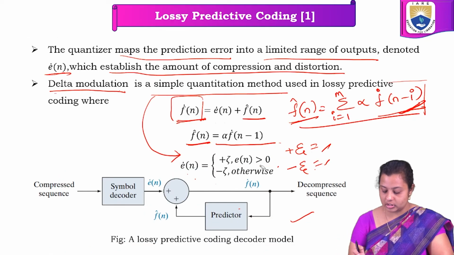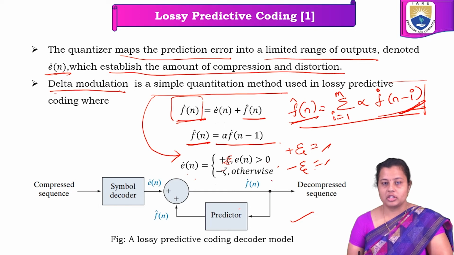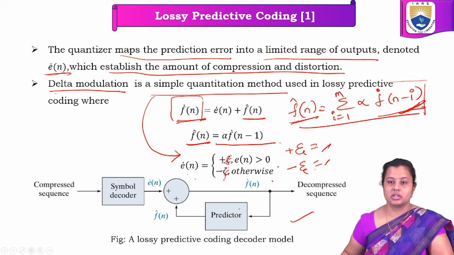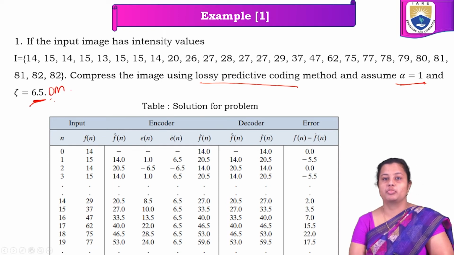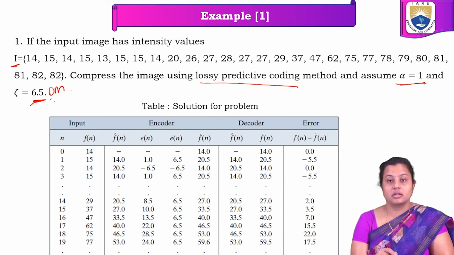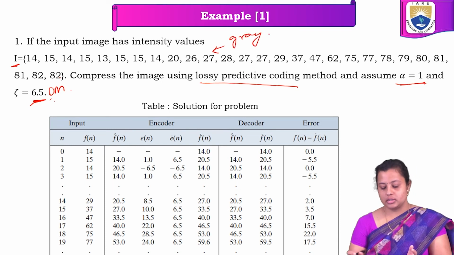So whatever we have seen here: if e of n is greater than 0, we give it as positive e, and if e of n is less than 0, we give it as minus e. This is the delta modulation quantizer, and the error e is given to be 6.5. Here the input sequence of intensity values is given by 14, 15, 14, and so on and so forth till 82. It is a grey image that we are considering. So how do we solve this?